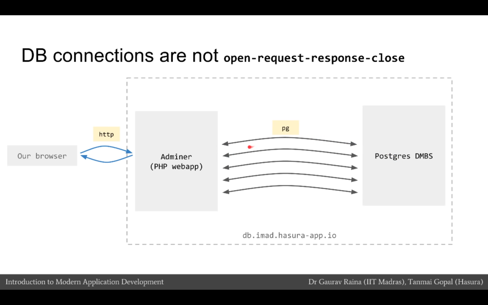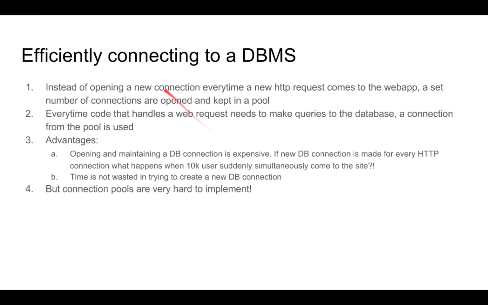The database would respond to us, and then we would close that connection, and then we would return the HTTP response to the browser, and then the browser would close the HTTP connection. That means for every single HTTP request, we are opening up a new database connection. Opening and closing new database connections is expensive from a time and a memory point of view. So what modern applications do is that they use something called a connection pool.